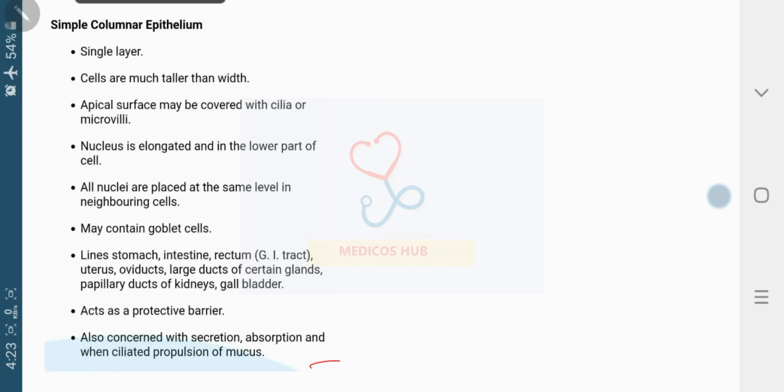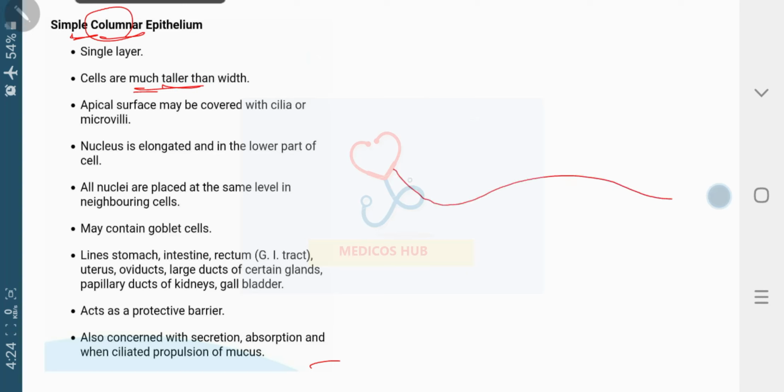Okay guys, simple means, I have told you already, a single layer of cells. Columnar means taller-shaped cells. It is taller, much more taller. Its length is greater than its width. Okay, I'll let you know how you can make a simple columnar epithelium.